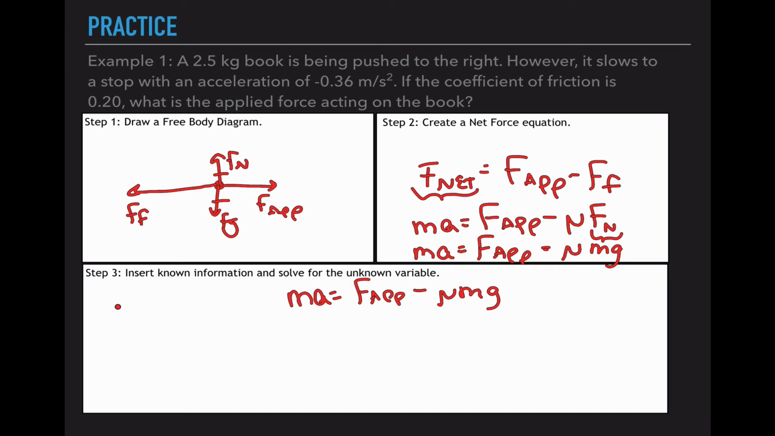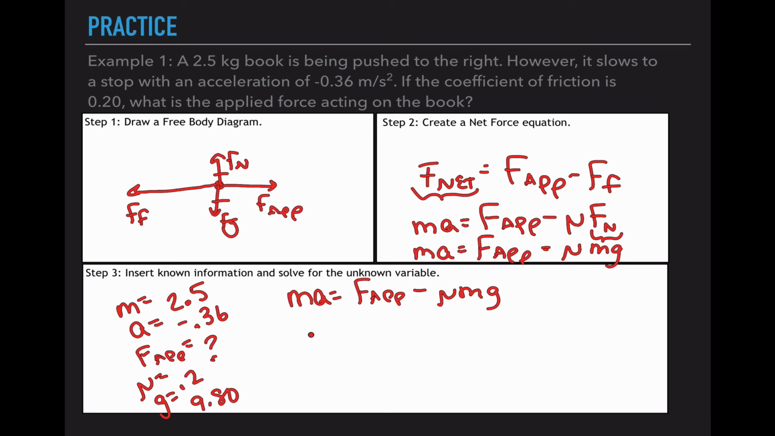I'm going to list all my knowns and unknowns. And notice I already have m here, so I did not rewrite m at the bottom. 2.5, negative 0.36, question mark, 0.2, and 9.8. Now I'm going to plug all those pieces of information in over here. So 2.5 times negative 0.36 equals F applied minus 0.2 times 2.5 times 9.8.